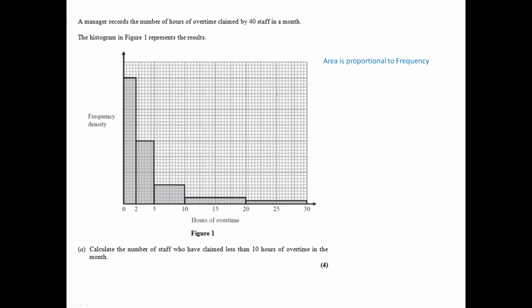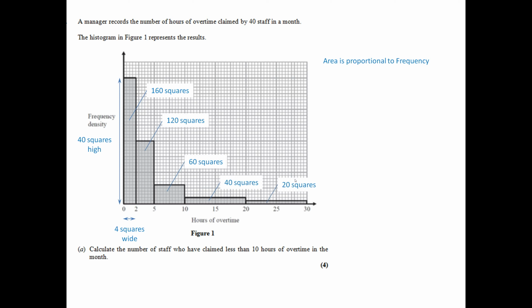So if I focus not on the individual bars but on the total area, I should be able to make progress with the question. If we look at this first bar, it's 4 squares wide and 40 squares high. That means it's got an area of 160 squares. And using the same method, we can find the areas for the other bars. In total then, I've got 400 squares, and those 400 squares must be proportional to the 40 staff that they represent, i.e. each square represents 0.1 of a staff.